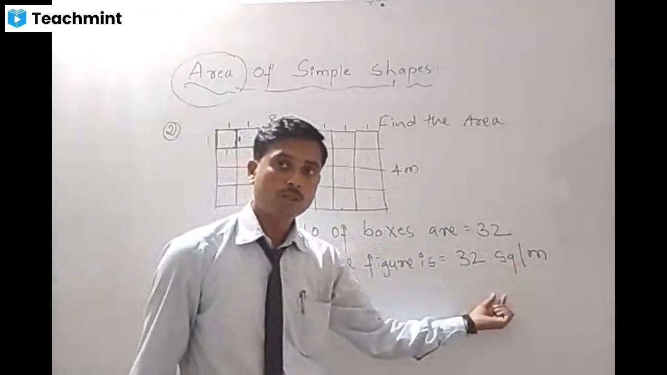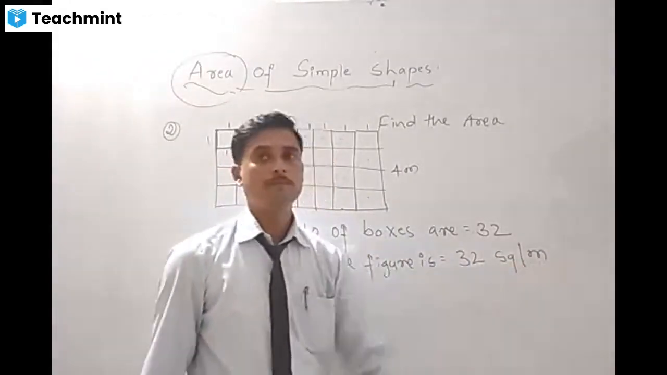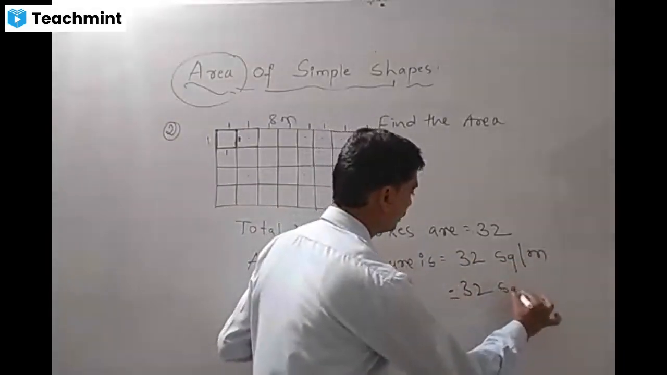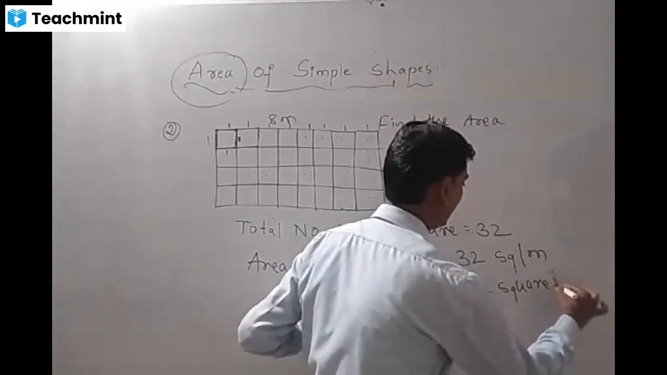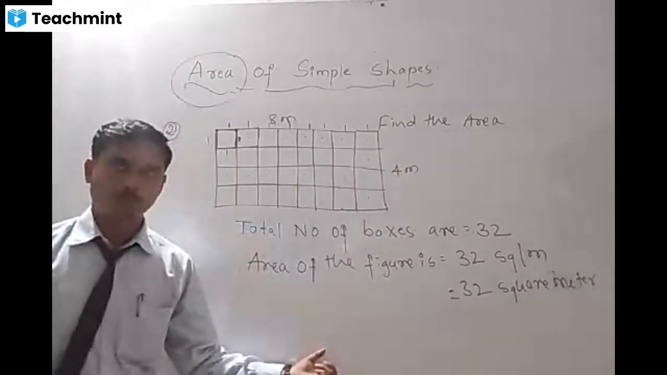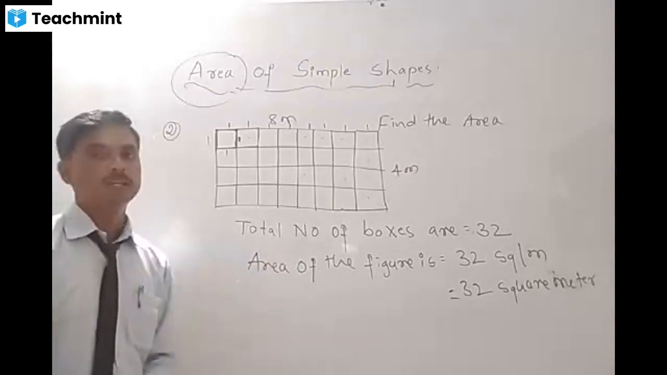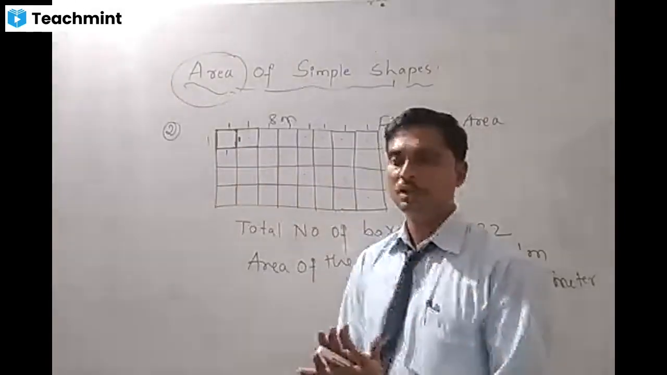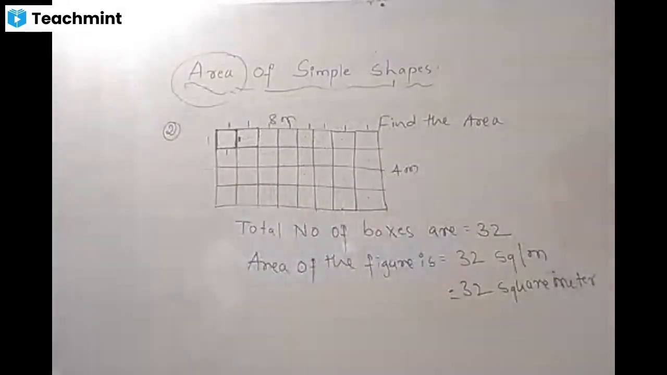I wrote here the shortcut, SQ. SQ means square, M means meter. If you want the long form, write 32 square meter. You have to write it this way also. Any doubt? I hope I cleared everything. Now let us discuss. I will send you some photographs, then you have to solve them and send them to me again. Another problem I am going to discuss too.